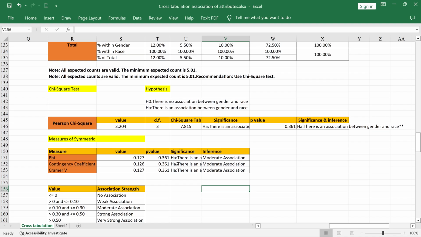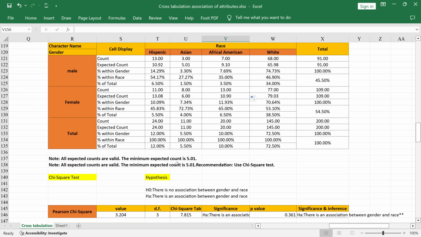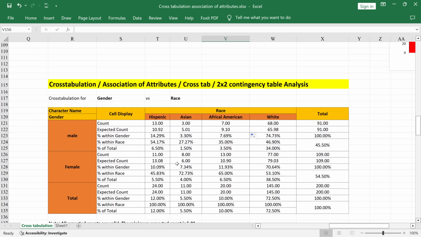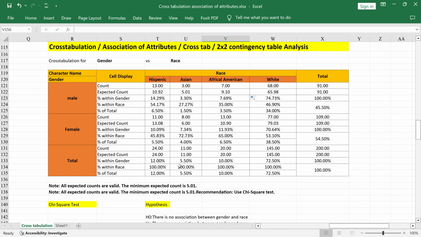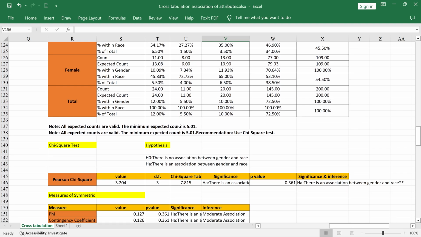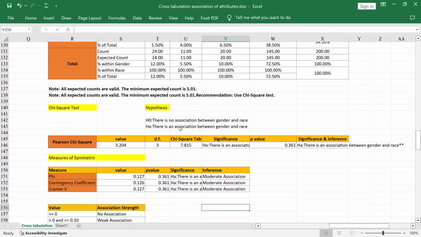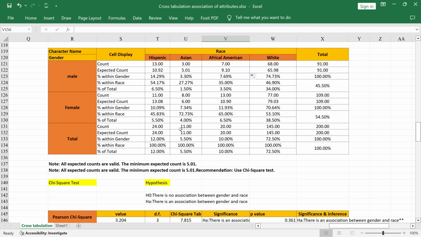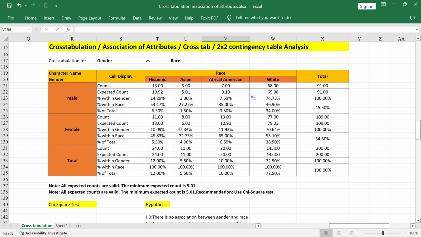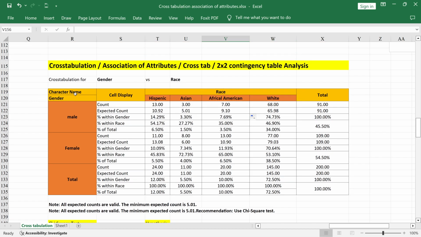So I think you all understand the cross tabulation. It's a very easy topic and very easy to understand. We just need to find out the correlation, or whether there is any relationship or association between those particular characters, and we find that from this cross tabulation.